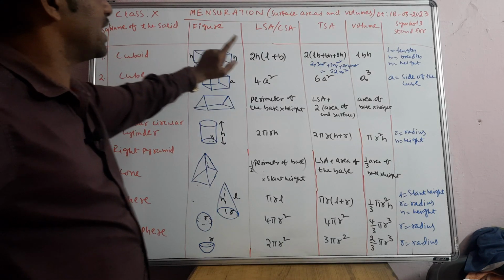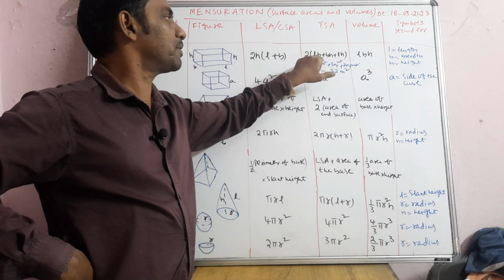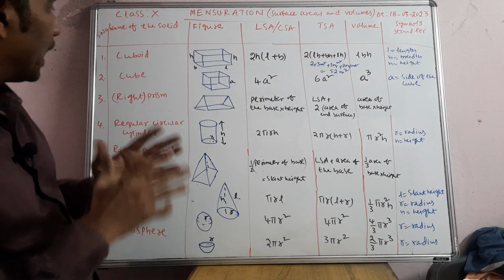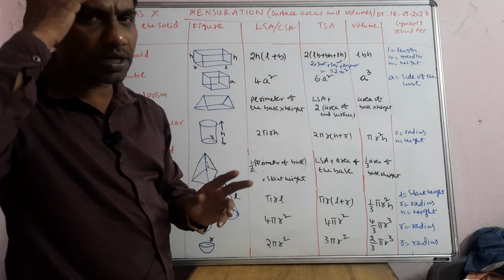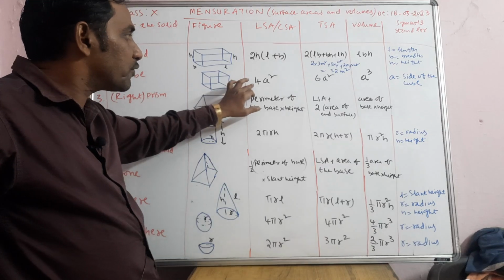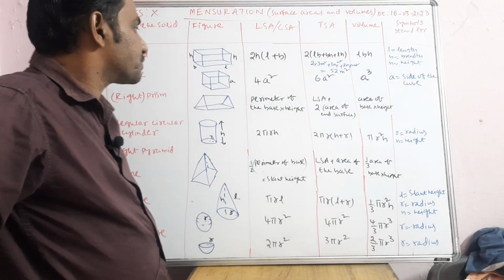For the cuboid, the LSA is 2H into L plus B, and the TSA will be 2 into LB plus BH plus LH, and volume will be LBH, L into B into H. And for the cube, lateral surface area will be 4A square, total surface area 6A square, and volume will be A cube.